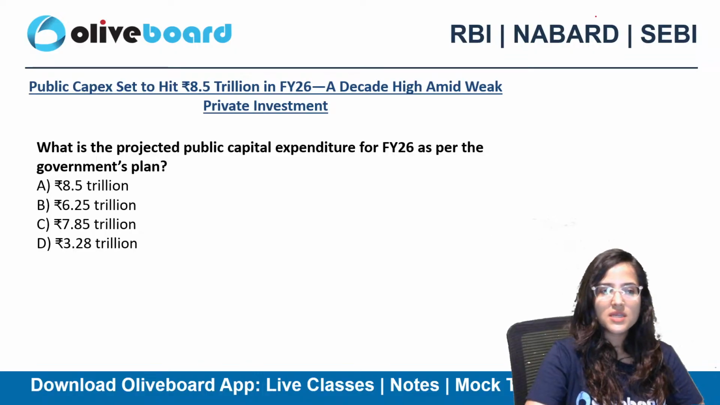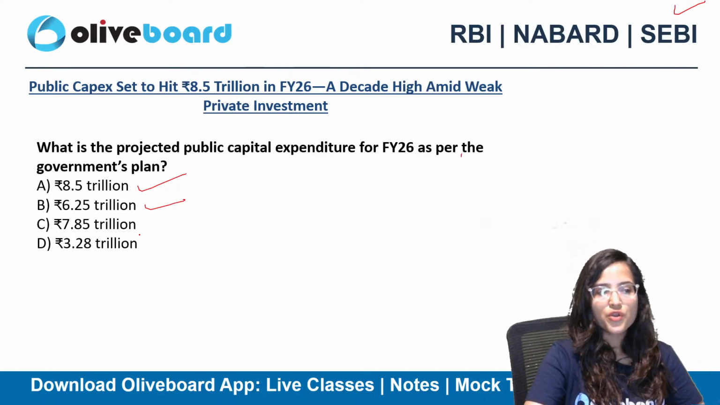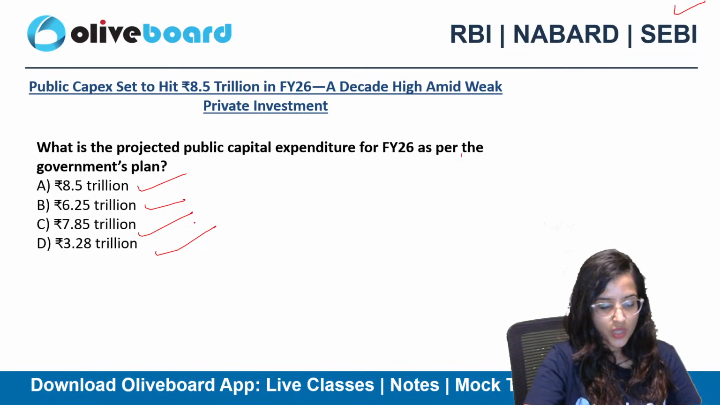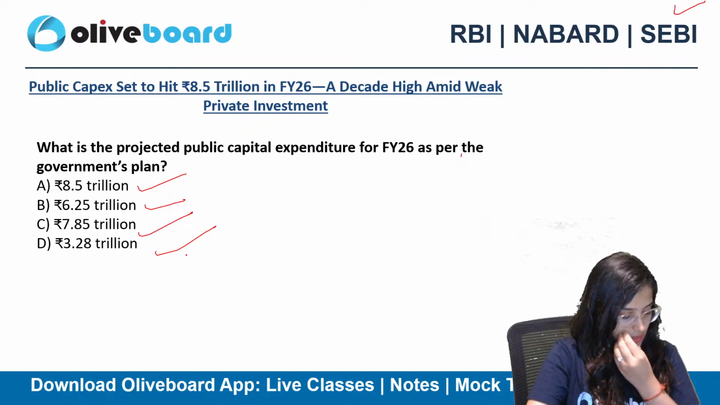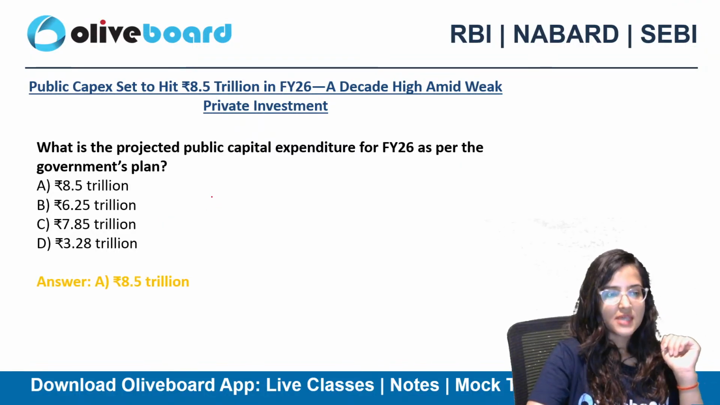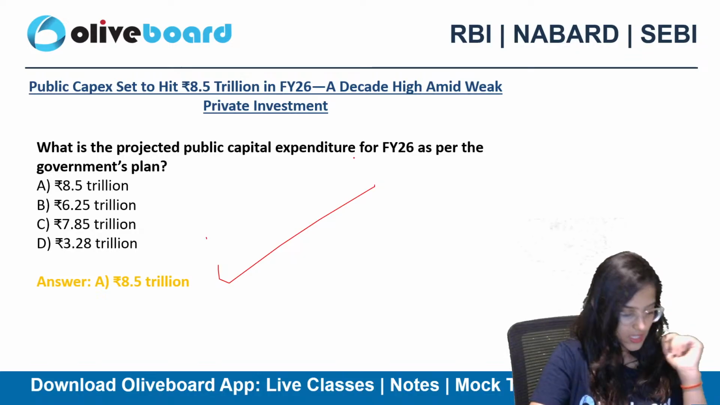So what is the projected public capital expenditure for financial year 26 as per the government's plan? 8.5 trillion rupees, 6.25, 7.85 or 3.28 trillion rupees. What is the correct answer for this question? Quickly, all of you give me the answer. What is the answer? 8.5 trillion. A is absolutely the correct answer. Okay? A is absolutely the correct answer.